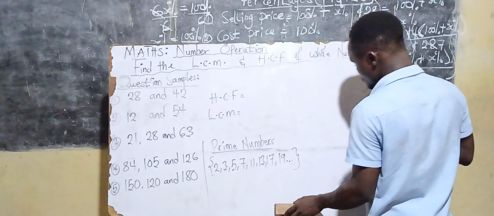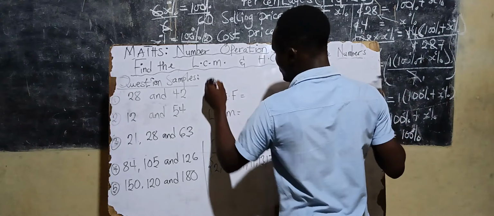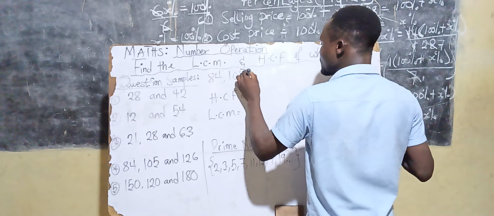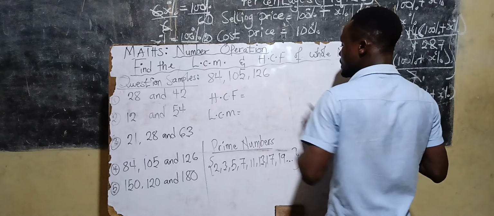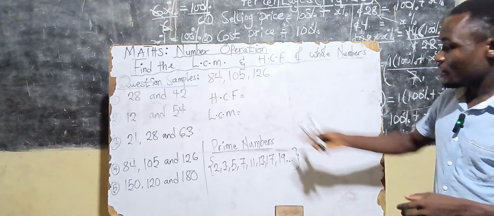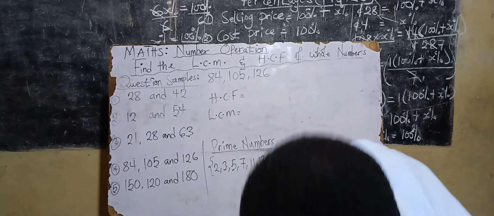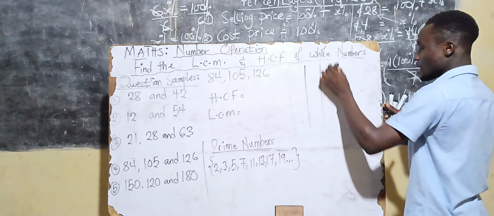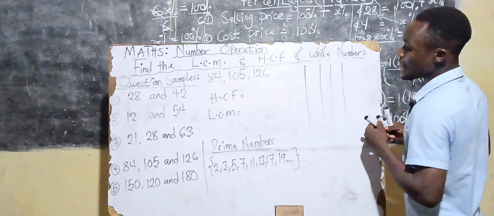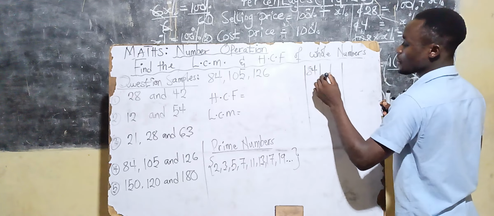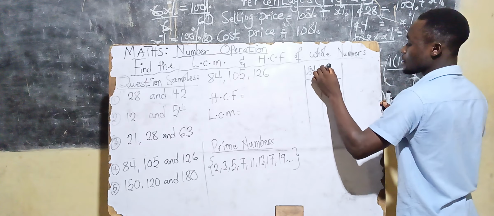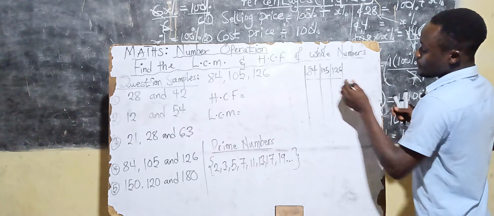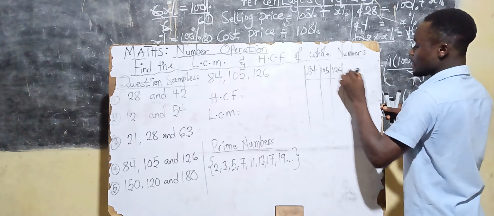So question number 4 too, we've been tasked to find the HCF of 84, 105, and then 126. So here too, I have this set of numbers over there. So I'll draw my table, and the numbers are 3. So I have 84 here. I have 105. I have 126. So these are the set of numbers that I have over there.